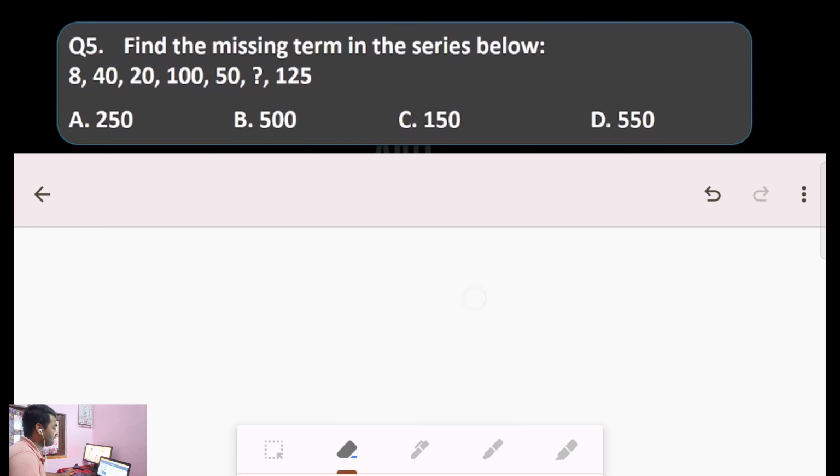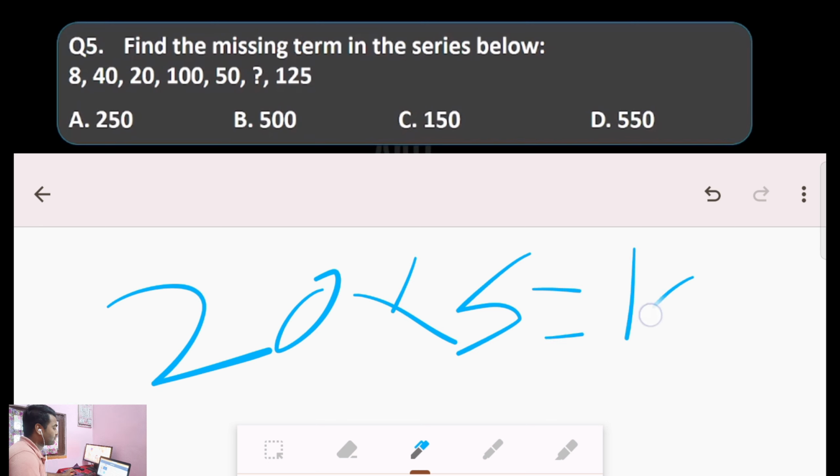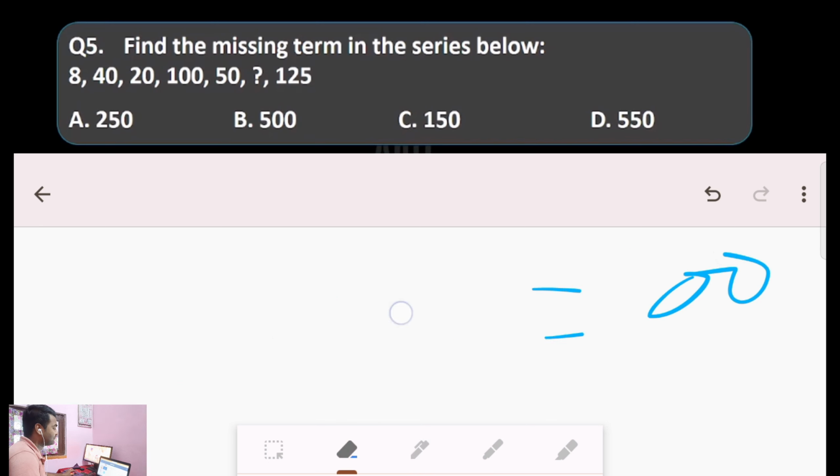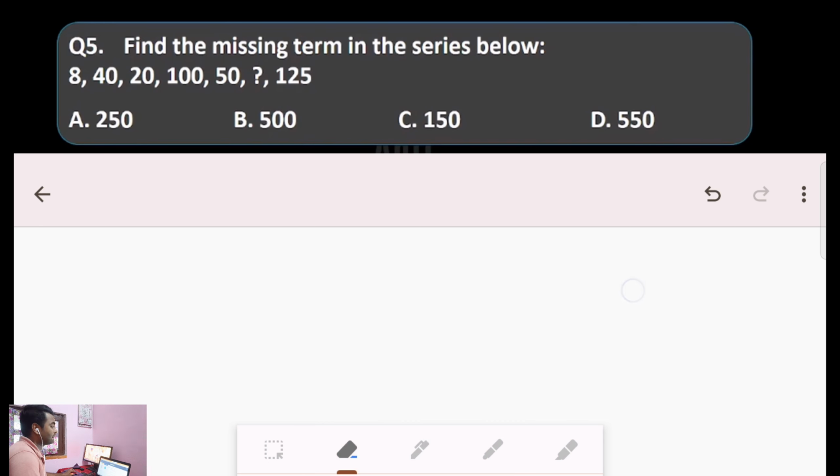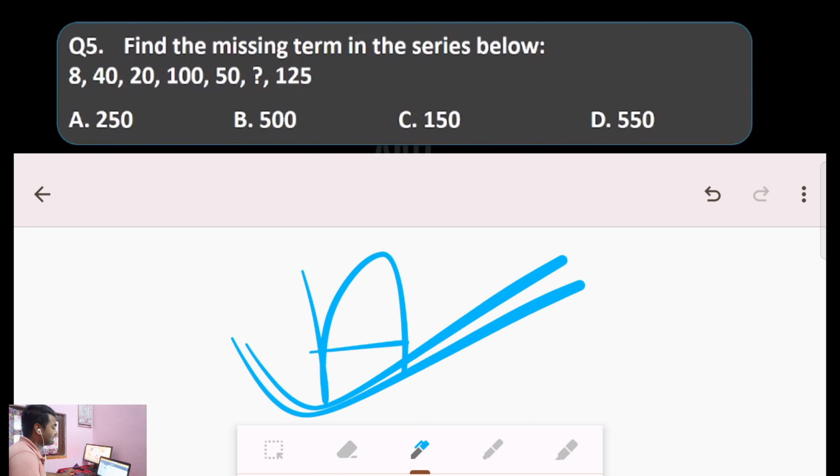20 into 5 is 100. Now, 50 into 5 will be how much? It will be 250. So the answer for the fifth is A. The answer is A. I hope this was pretty easy.